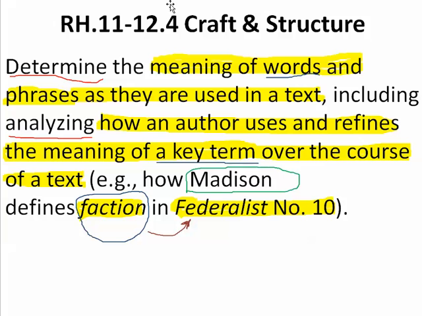This is some of our Common Core stuff. You might have to write on this and understand this information. So let's look at how the word faction is used by James Madison in several phrases throughout the text, over the course of the text, number 10.